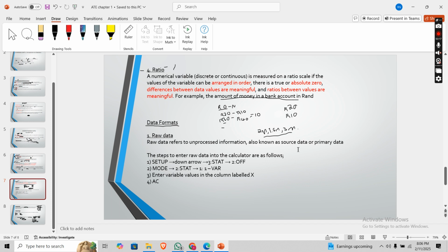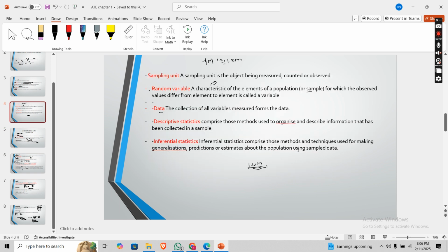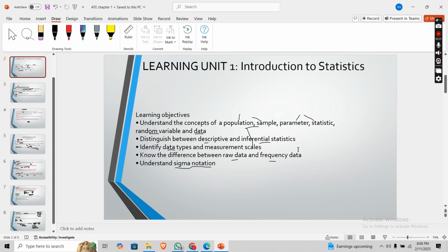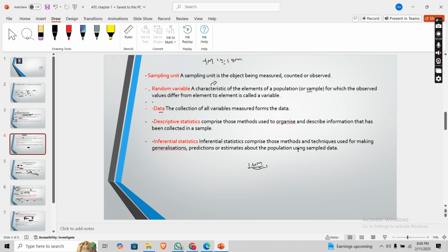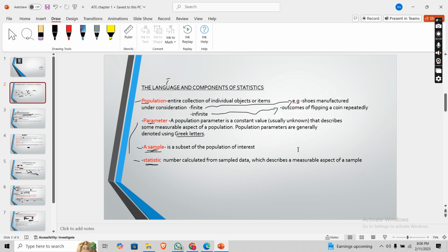So this is learning unit 1, and next we'll be dealing with different activities to apply the information we have learned in learning unit 1.